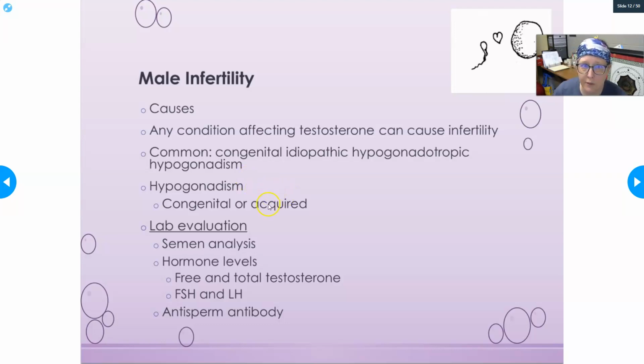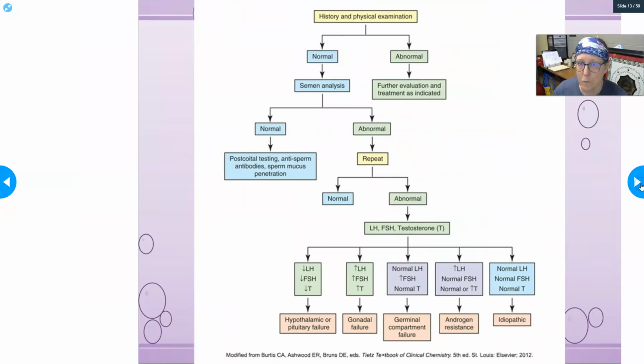So how do we evaluate male infertility? We definitely start first with a semen analysis. If needed, we can do hormone levels. You would want to see free and total testosterone, FSH, and LH, and potentially do an anti-sperm antibody test to see if something is neutralizing the sperm and keeping them from fertilizing an egg.